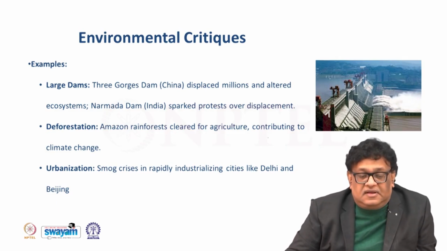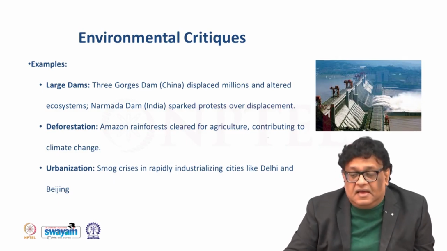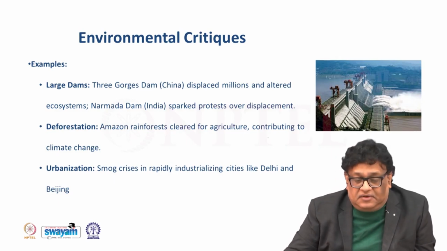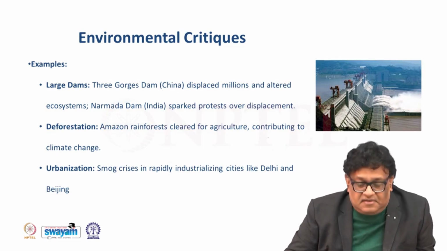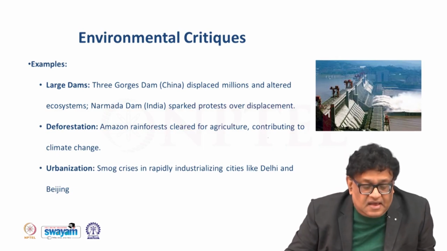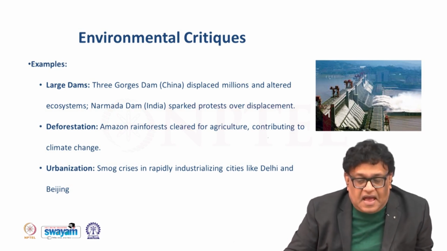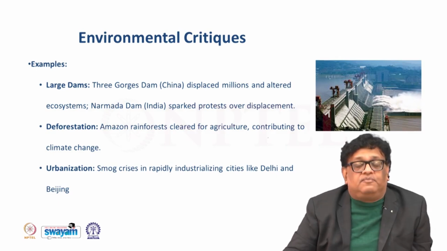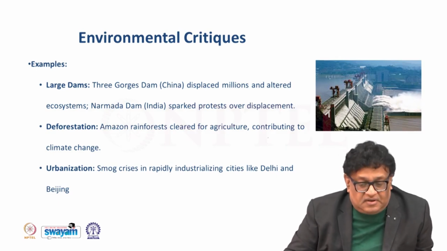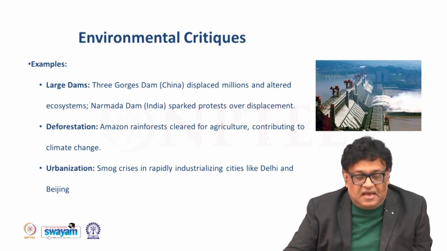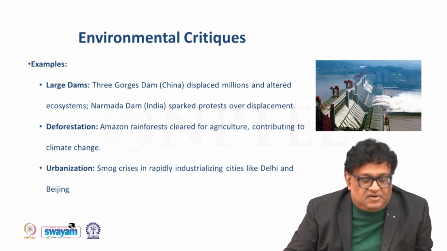Urbanization, especially in rapidly industrializing cities like Delhi and Beijing, has led to several severe environmental challenges. Most cities have faced smog crises, where the concentration of pollutants in the air reached hazardous levels. The rapid growth of industry and population in the cities has outpaced the development of adequate infrastructure to manage pollution, leading to widespread health problems. These costs of modernization emphasize the need for sustainable development practices.